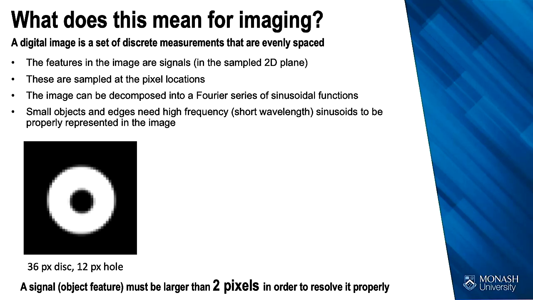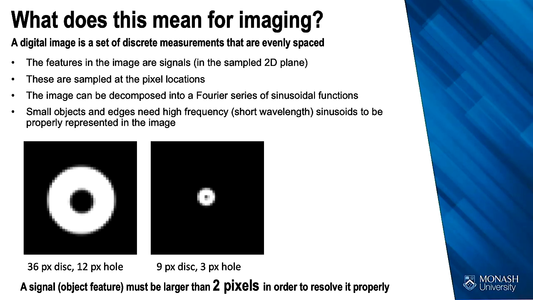So this is a synthetic image of a disk. You can see it's pixelated, looking really small. The disk is 36 pixels wide and the hole is 12 pixels. And we can resolve it. It looks like a washer, say. Now, if I make this smaller, now the disk is 9 pixels and the hole is 3 pixels. We can still see the hole. We've resolved it. There's 2 pixels there. We can distinguish that hole. It's greater than 2 pixels.